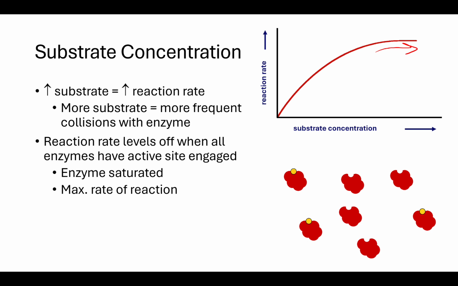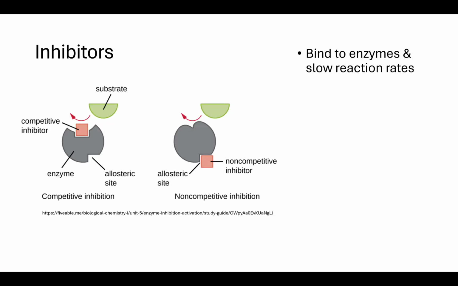So notice I have these substrates popping up. They're occupying the active site of the enzyme. That's going to increase the rate of reaction. But once all the enzymes are occupied, I can keep increasing the amount of substrate, and it's not going to make a difference in the reaction rate because I don't have more enzymes to increase the reaction rate.